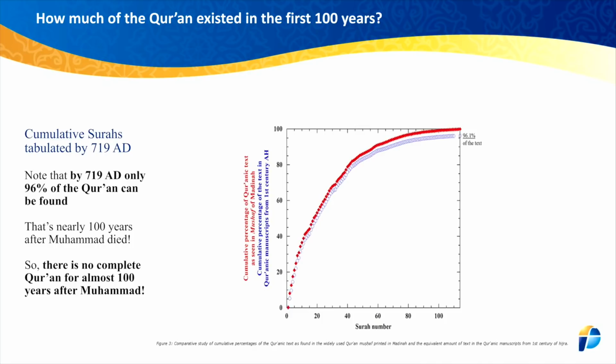This is cumulative surahs tabulated up to 719, which means the first century AH. Can you see that red line going up in an arc there? Note that by 719, only 96% of the Quran can be found, right? That's nearly 100 years after Muhammad died. Give or take 10 years. No, it's a little over 10 years. Let's say it's about 12, 13 years before he died. So there is no complete Quran for almost 100 years after Muhammad. That's a huge admission. But I'm still curious about this 96%.